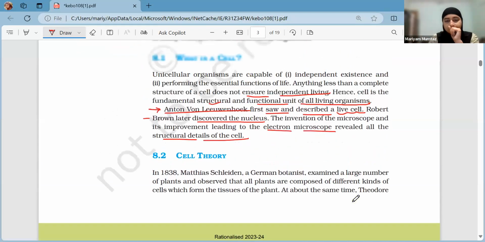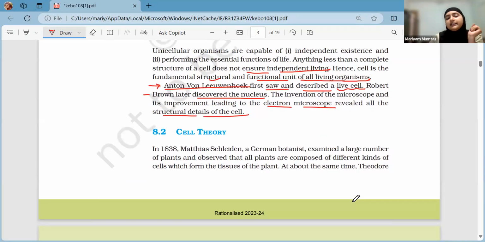Now, cell theory. In the year 1838, Matthias Schleiden, a German botanist, examined a large number of plants and observed that all plants are composed of different kinds of cells which form the tissues of the plant, right? Various kinds of cells come together to form the tissue.